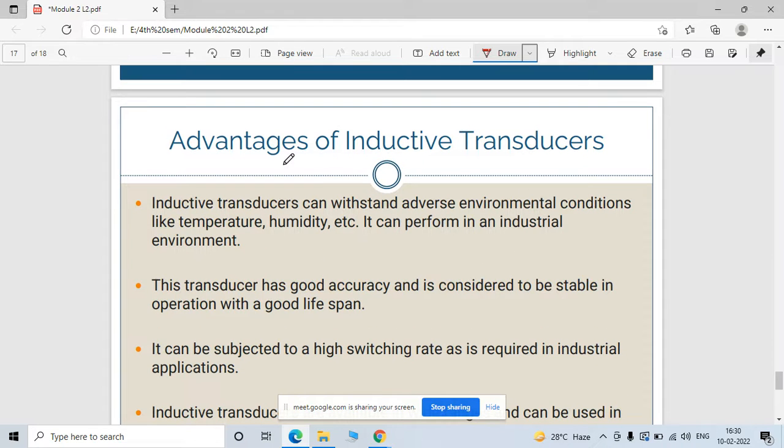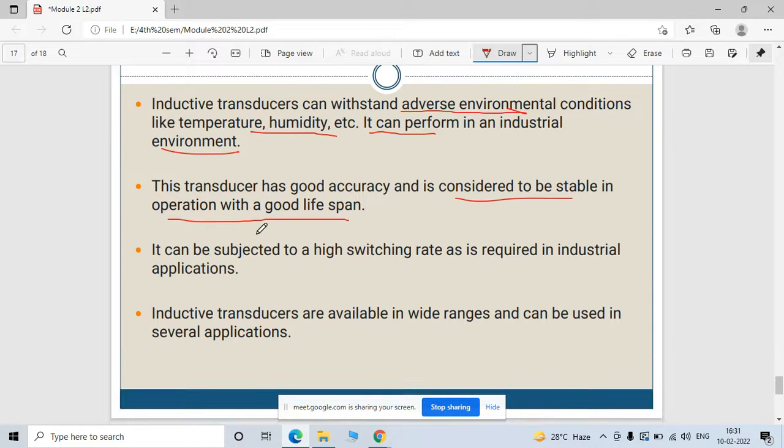Now, the advantage of this inductive type of transducer is that it can withstand adverse environmental conditions like temperature and humidity. So this is one of the best advantages. You can use such types of transducer in any weather conditions. So it can be performed in the industrial environment. This transducer has good accuracy and stable operation with a good lifespan. And more, it can be subjected to the high switching rate required in industrial applications.